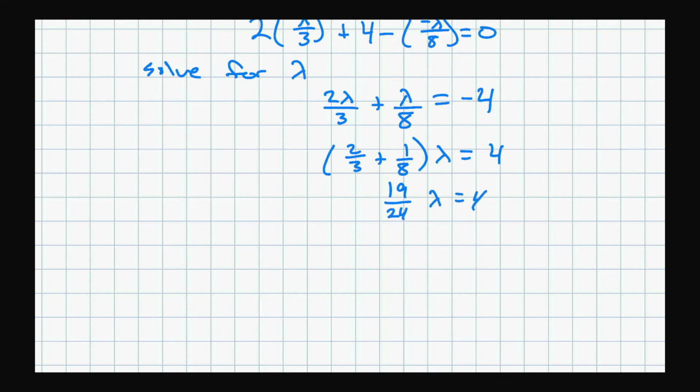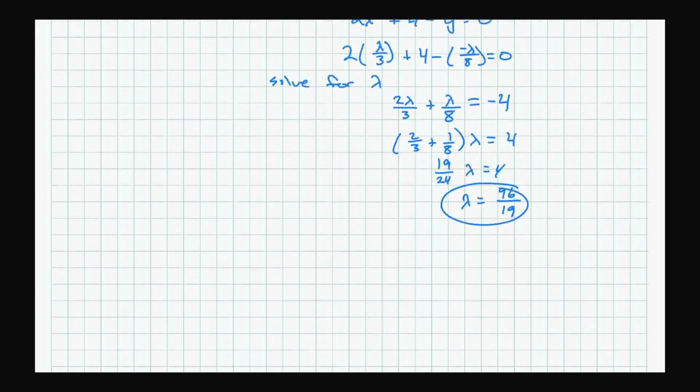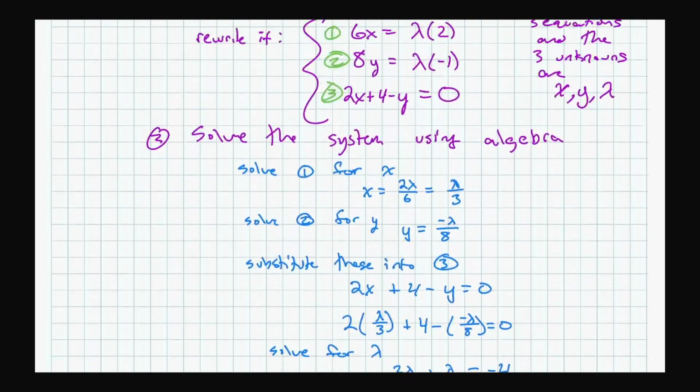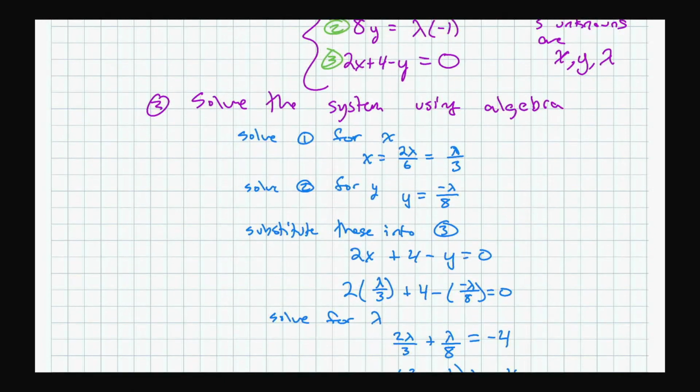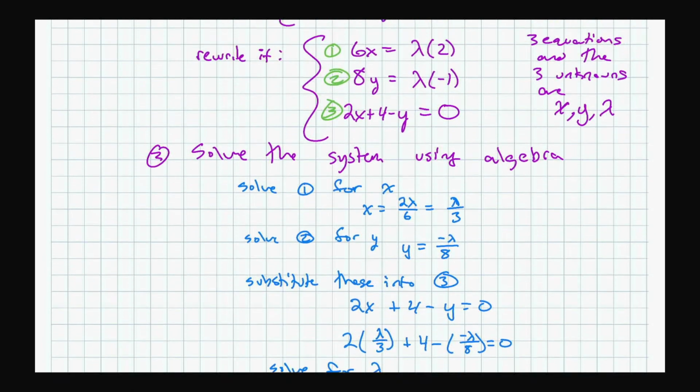Lambda equals 4, so lambda is 4 times 24 over 19, which is 96 over 19. Okay, so you have the lambda. Now, once you have the lambda, you can go back up to equations 1 or 2 and find x. Or actually, if I number these, 1, 2, 3, and call this 4 and this 5, you can substitute the lambda into 4 and 5 and find the x and the y.